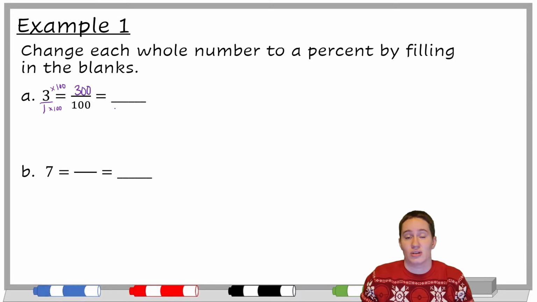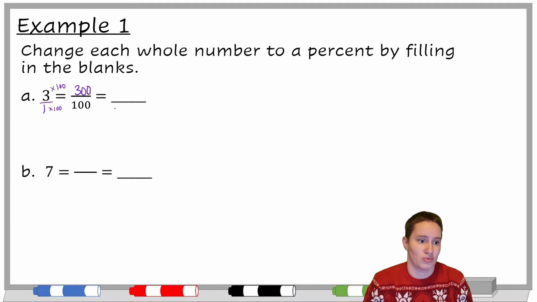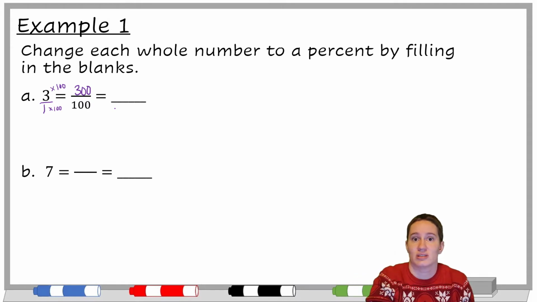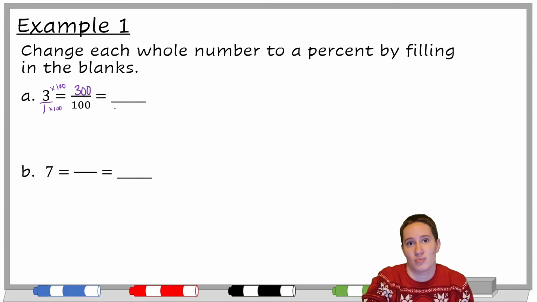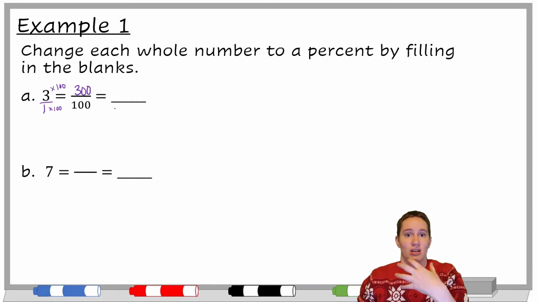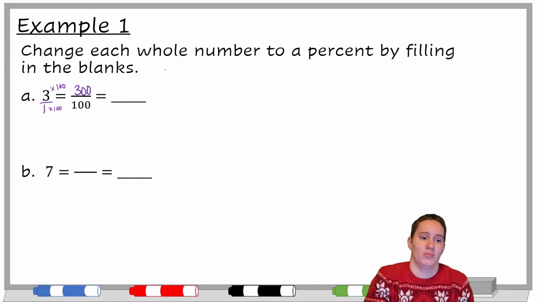So that's one way to do it, is to think, what does it take to get from a 1 on bottom to a 100 on bottom? And then do that to the top. The other is to think back to what we just did with the 2 and the 200%. And kind of think about it backwards and say, okay, when it was 200%, I got 2. Now I have 3, so that should be 300%.